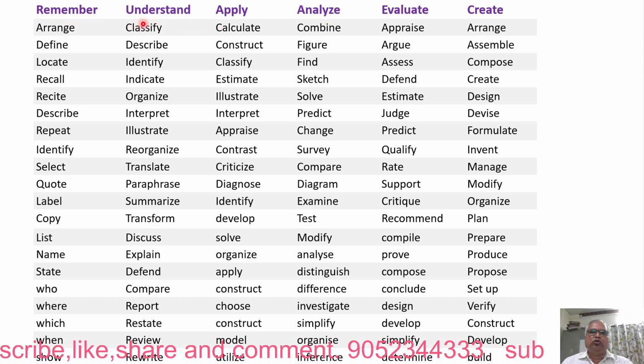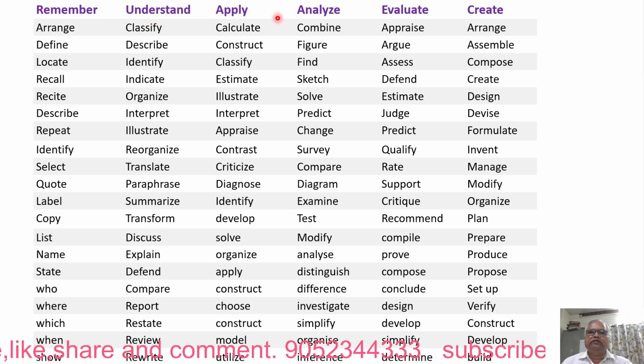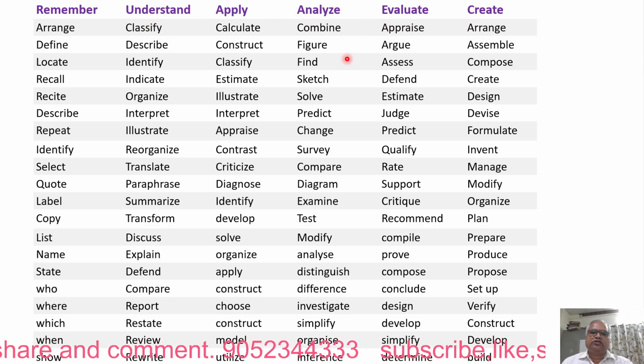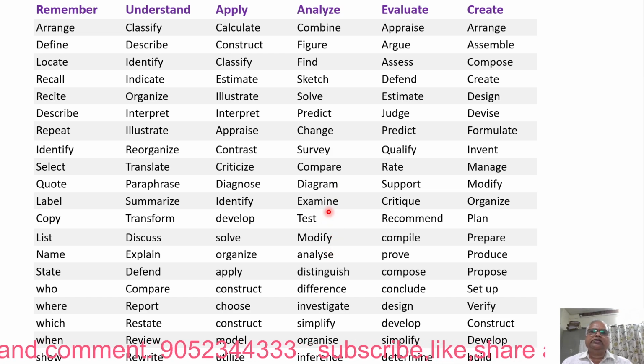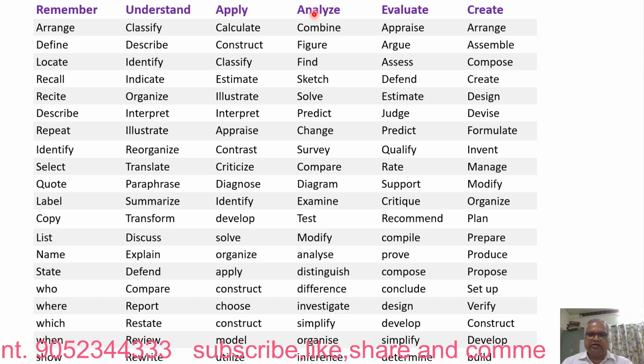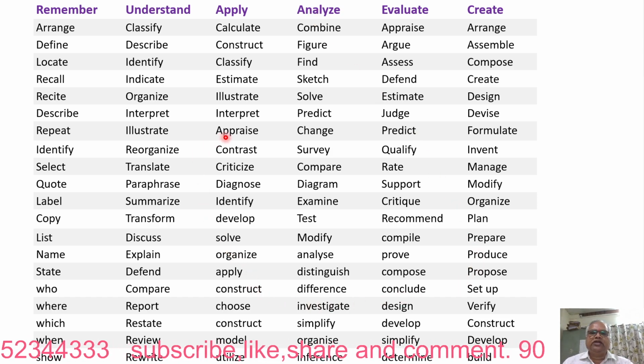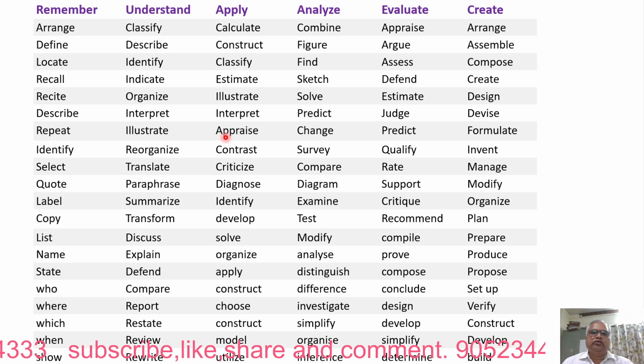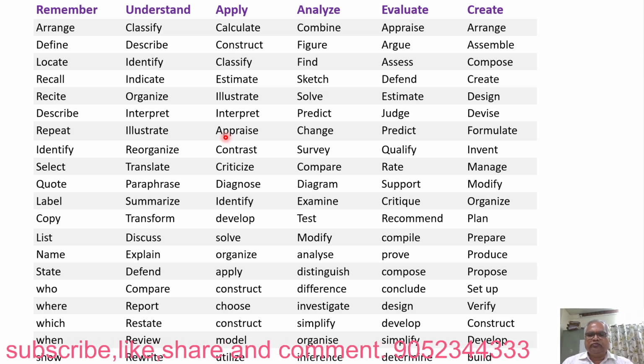The question paper setter knows this is level 1, level 2, level 3 and so on. Just because analyze is there in the question, it doesn't mean it comes under analysis or level 4. It cannot be like that. So these key verbs are helpful to some extent. Don't just go by the keywords alone.